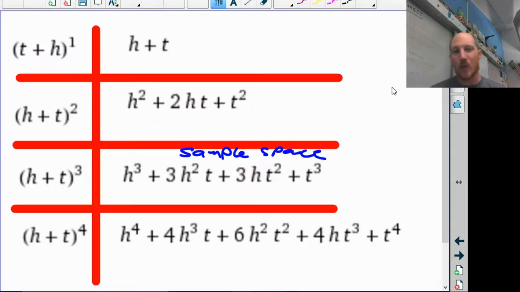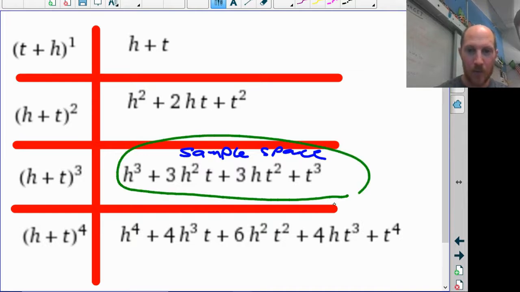Right. Well, we've done similar things where we use an algebraic expression to represent some outcomes. We've seen it with our expansion of h plus t quantity raised to several different powers, right? And so we got these sample spaces as algebraic expressions representing heads and tails. And so, just as an example, here's a sample space for 3 coin flips.